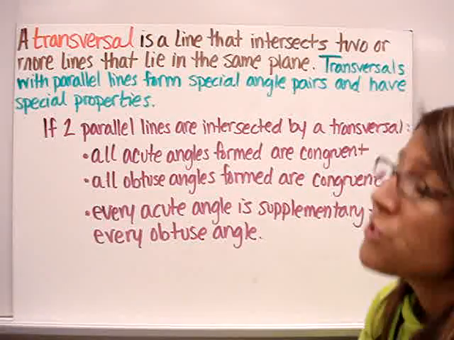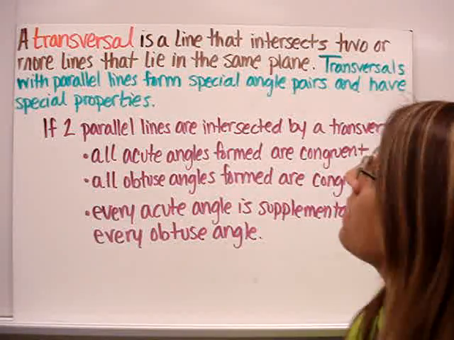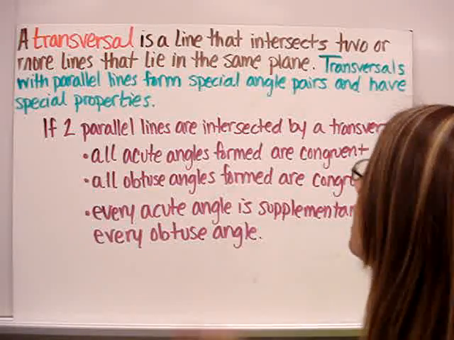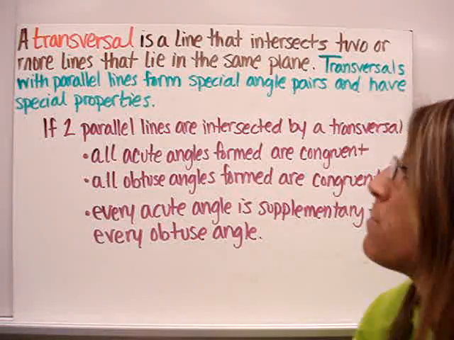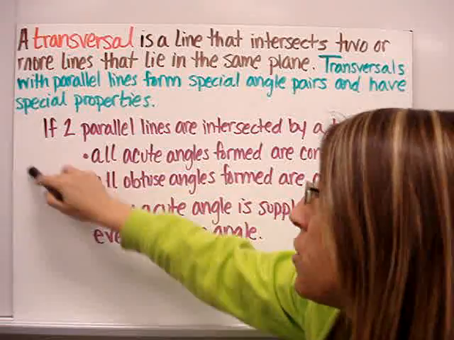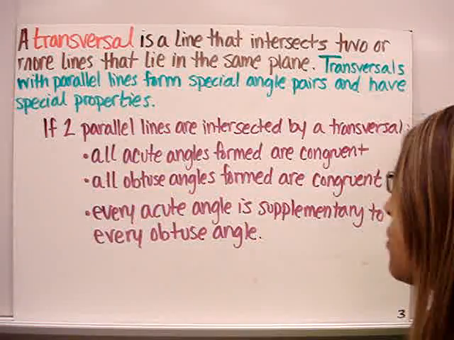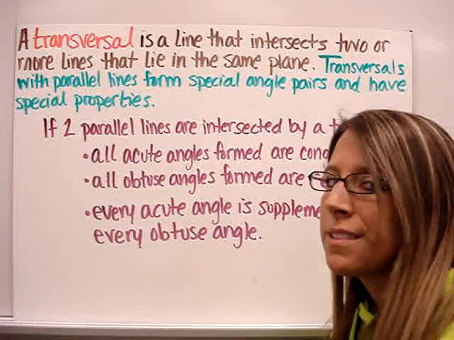Now a transversal is a line that intersects two or more lines that lie in the same plane. Transversals with parallel lines form special angle pairs and have special properties. We'll be looking at one in just a moment. But I want you to have these three properties in your notes. Very important for the next little bit here.